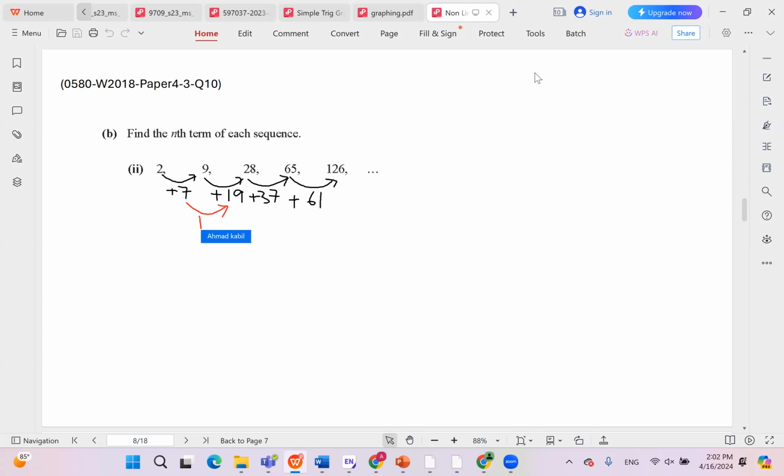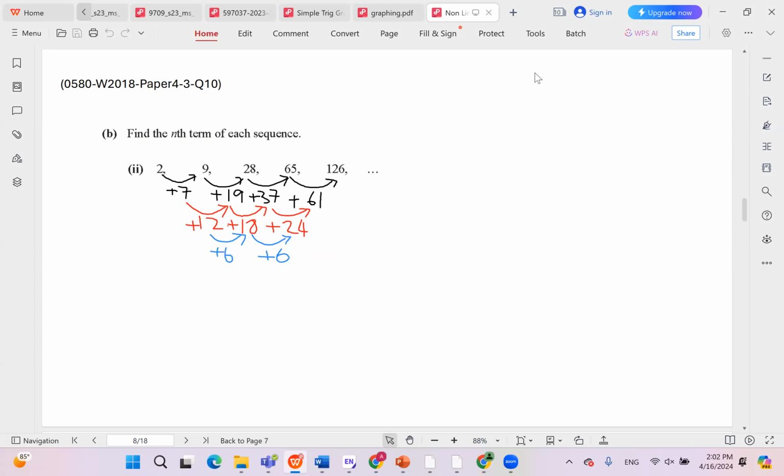So 19 minus 7 is 12. 37 minus 19 is 18. 61 minus 37, that's 24. Now, we still don't have the same number. So we try to figure out the next layer. So the next layer is from 12 to 18. Excuse me, I forgot to put a plus sign here. Anyway, so from 12 to 18, we have plus 6. And from 18 to 24, we have plus 6.